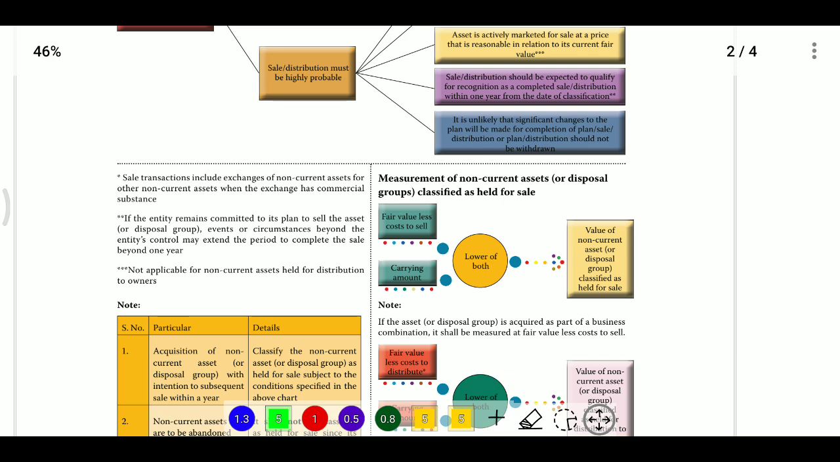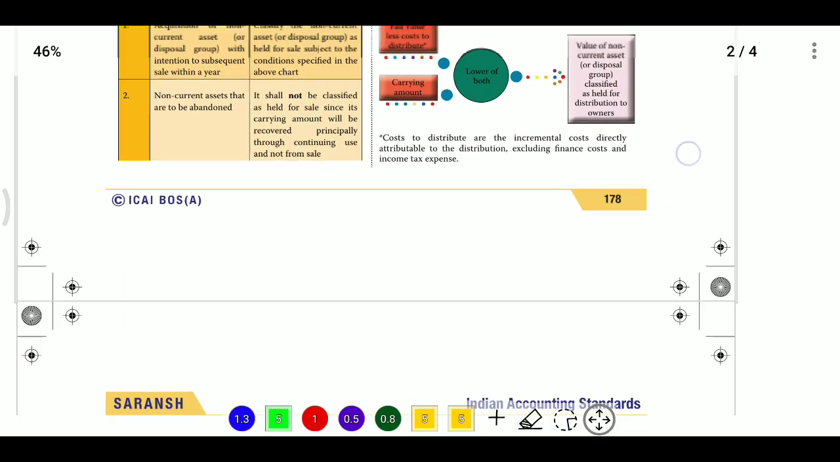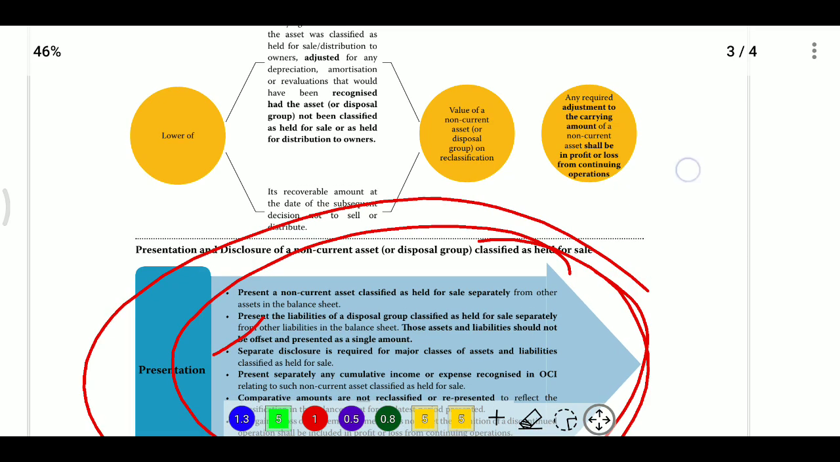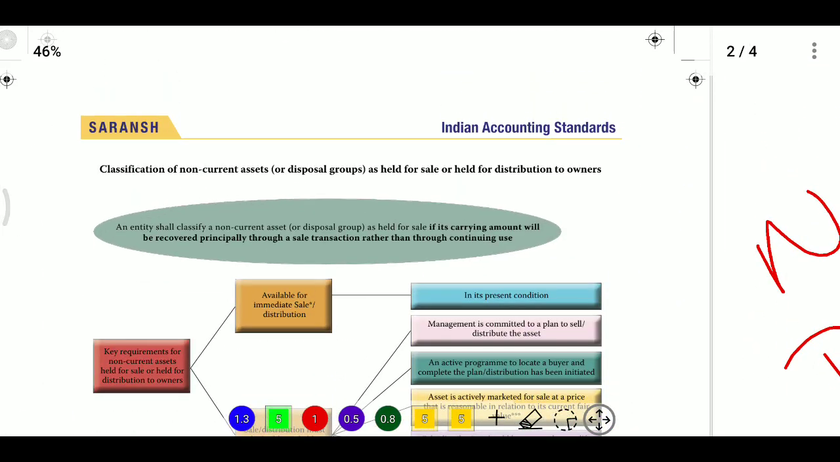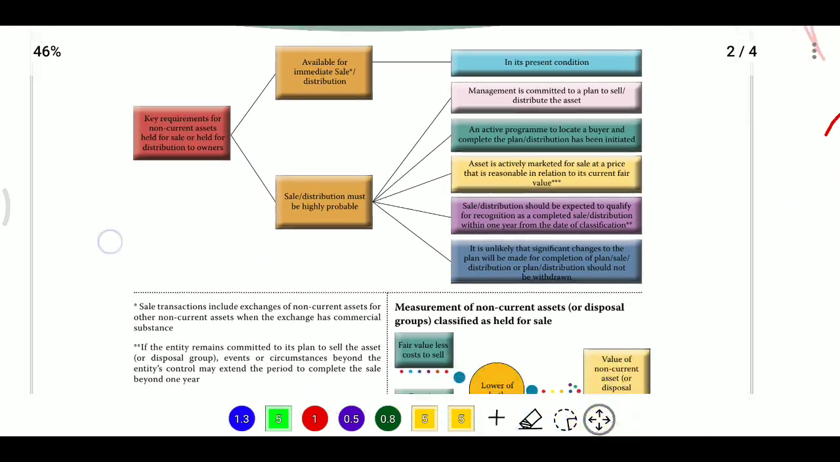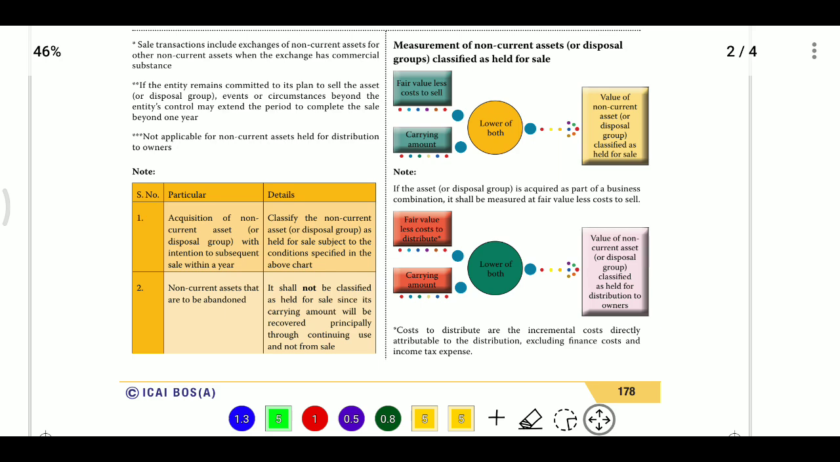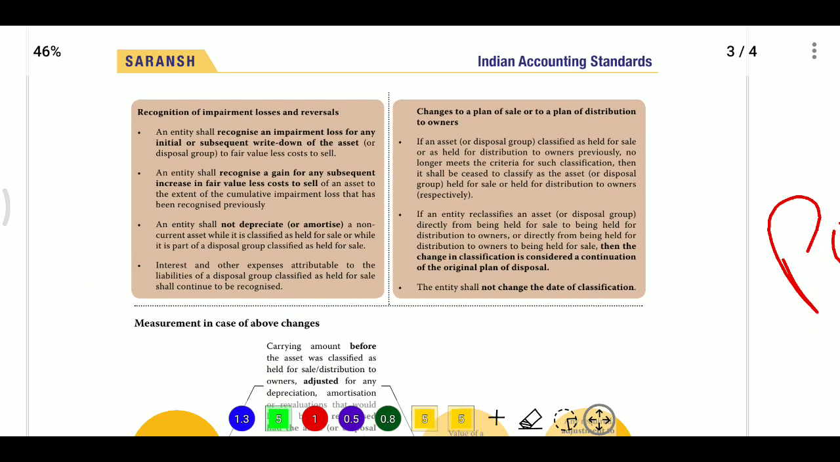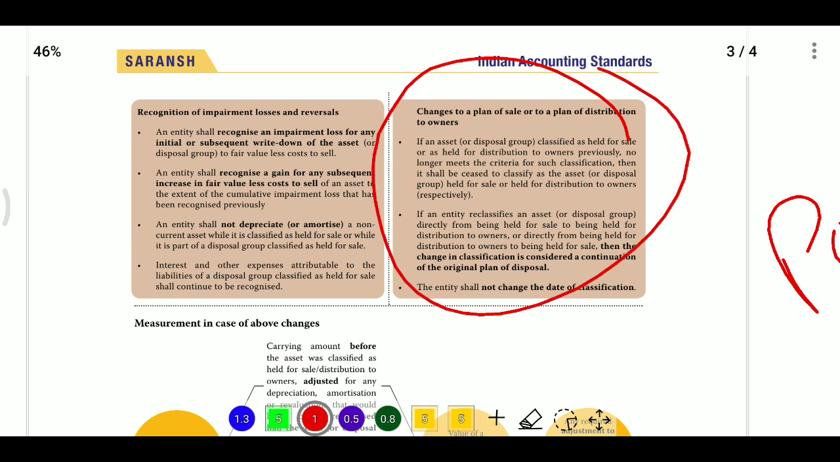Depreciation or amortization should stop immediately for such assets, from the time the asset is classified as held for sale. A disposal group is also measured at carrying amount or fair value less costs to sell, whichever is lower. Subsequent measurement applies if we change the plan of sale or plan of distribution to owners: if non-current assets classified as held for sale no longer meet the criteria, the entity should cease to classify them as held for sale.